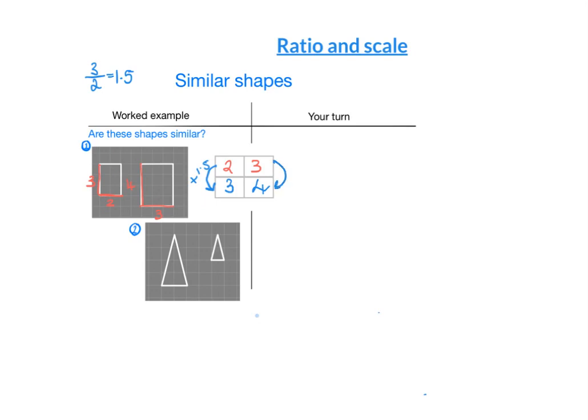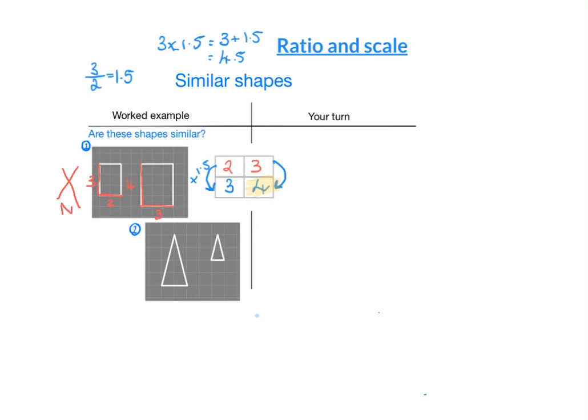So I need to work out, have I times 3 by 1.5 to get 4? Well, 3 times 1.5 is the same as saying I've got one lot of 3 and a half of 3. So one lot of 3 is 3 plus half of 3 is 1.5. So the length I should get, if I'd had a scale factor of 1.5, is 4.5. And I haven't got that. I've got 4. And so these shapes are not similar.